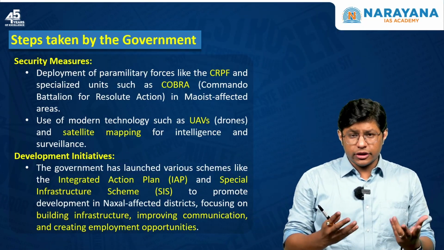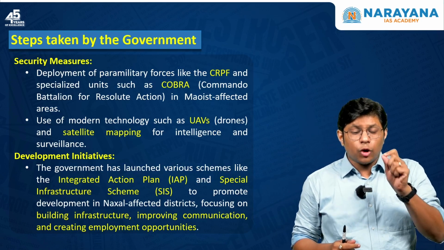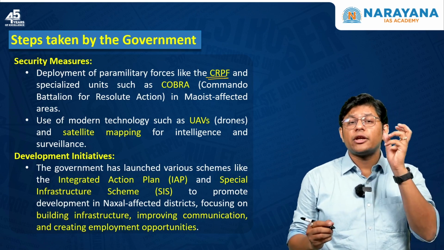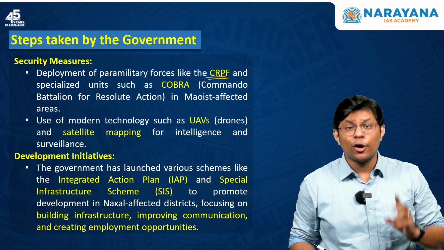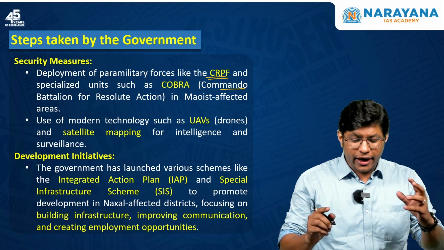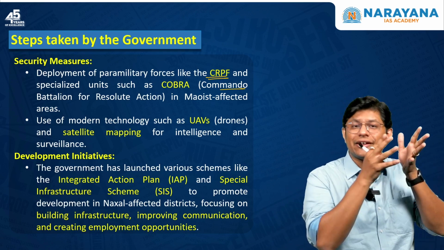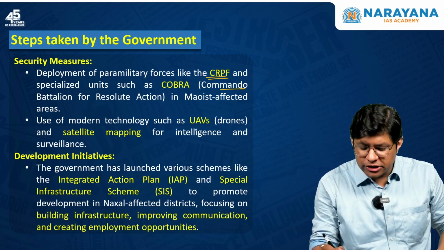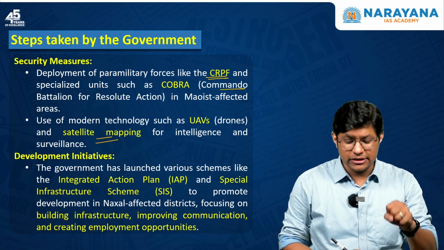Now, going further, what are the things that we can do? One, deployment of paramilitary forces like the CRPF. And now the Government of India has made a dedicated force to fight against Naxalites, known by the name Cobra, that is Commando Battalion for Resolute Action. We can focus on deploying similar paramilitary forces and similar dedicated forces to fight against Naxalites. Then we also use modern technologies and satellite mapping for getting the intelligence.